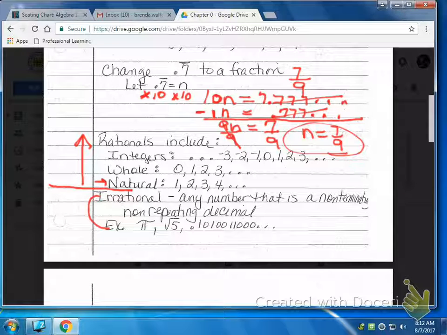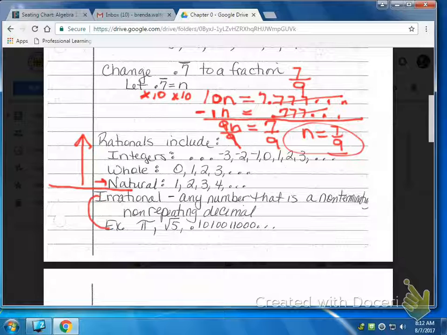Irrational numbers never become any of those other ones. They're just plain old irrational. If you have to do a square root to make sure that a number is irrational, you can do that. Pretty much, if it's not a perfect square in that radical sign, it's not rational.